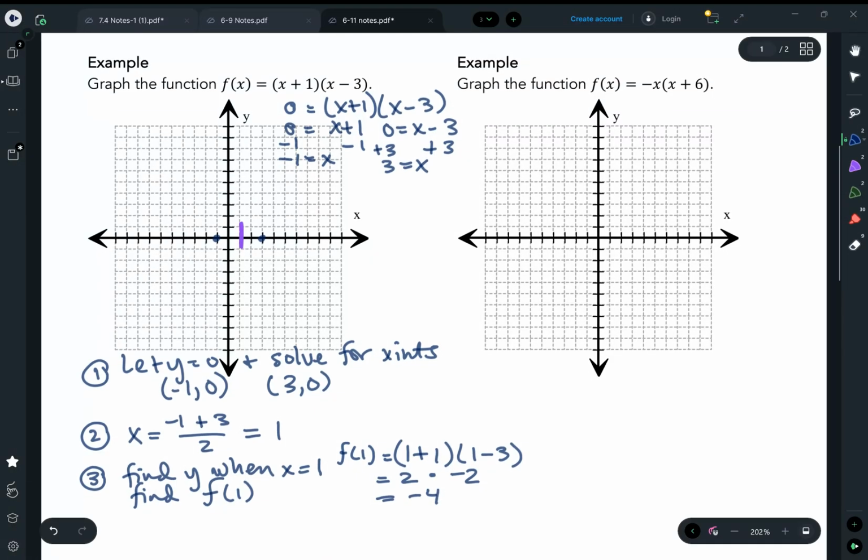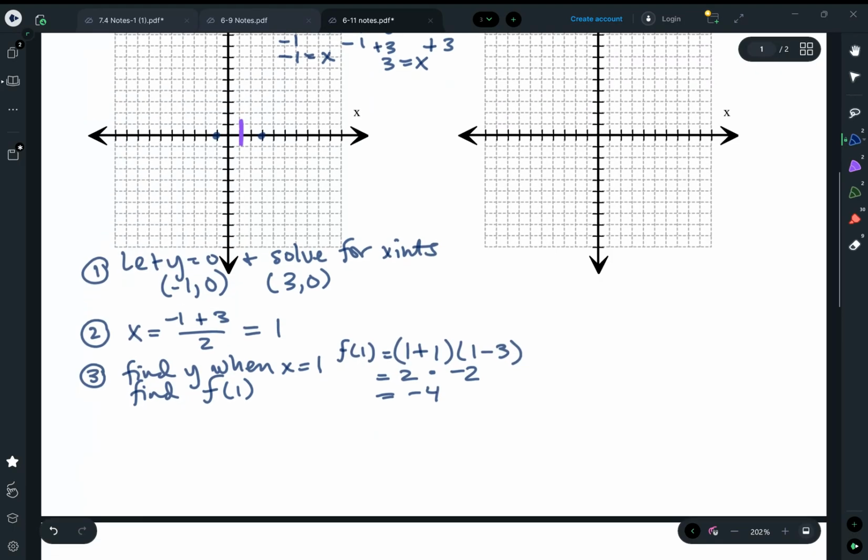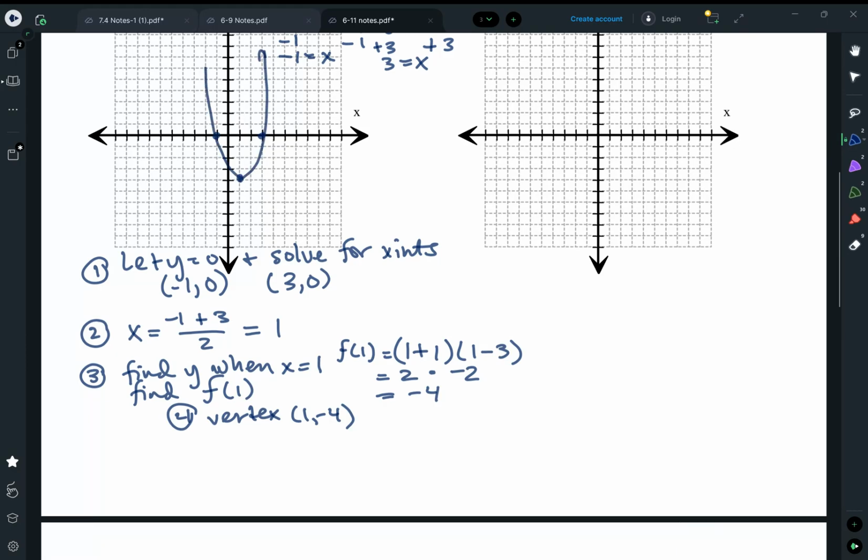And so now I've got that point, right? My vertex is going to be 1, negative 4. So let's see, 1, 1, 2, 3, 4. And then my last step is really just drawing my parabola. So if this is my vertex, my parabola goes up, it goes through those x-intercepts. And then I'm just going to go ahead and graph it. So here's one side, here's the other side.